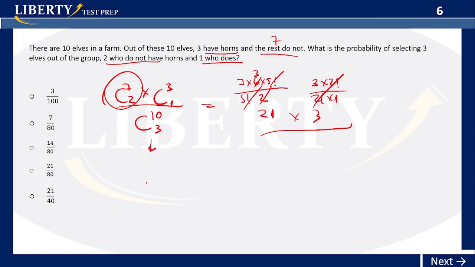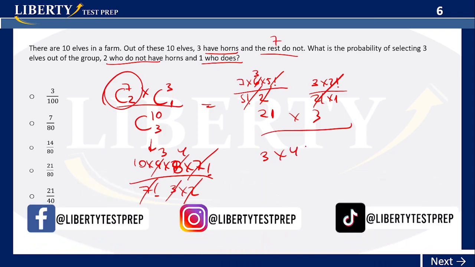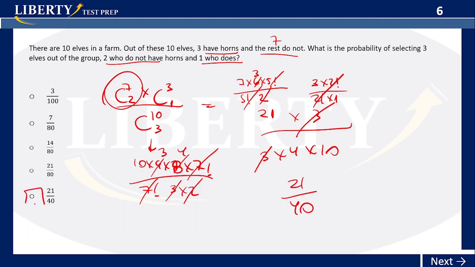Then what about the denominator? We have 10 times 9 times 8 times 7 factorial over 7 factorial, which is 10 minus 3, and then 3 times 2. 7 factorial gets eliminated, 3 here simplifies 9, 3 and 2 simplify. So this one is 3 times 4 times 10. So 3 get cancelled out, and we get 21 over 40, which is answer letter E. All right, very simple, very simple.